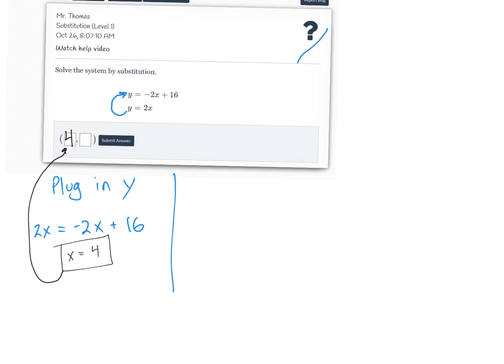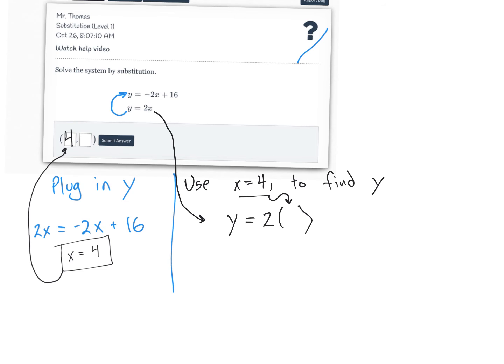So use x equals 4 to do what? To find y. Which is the easier equation that I could use to find y? The second one? So make an arrow, bringing it down here. I have y equals 2, but instead of rewriting x there, I'm going to plug in x. What's the value of x? It's 4. So y equals 8, y'all.